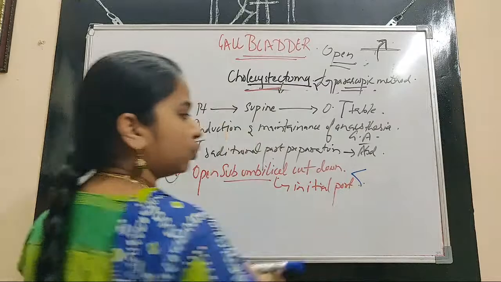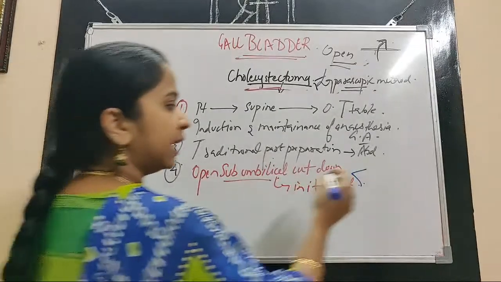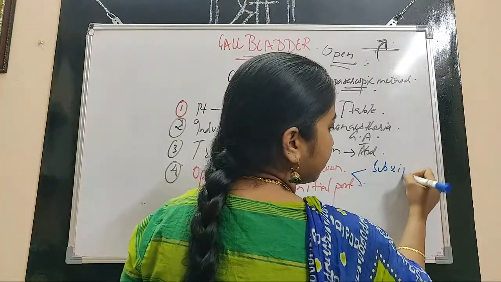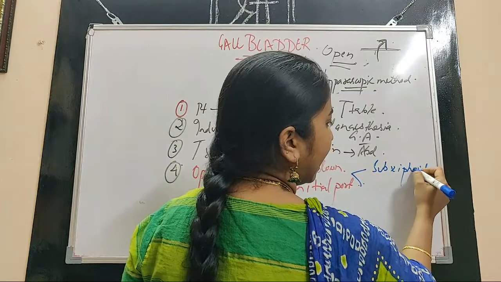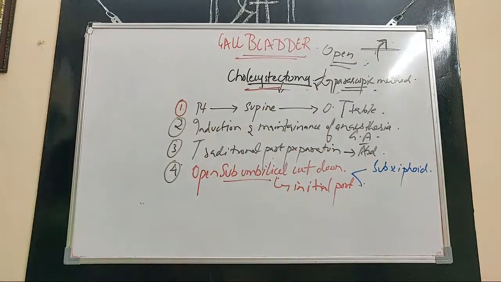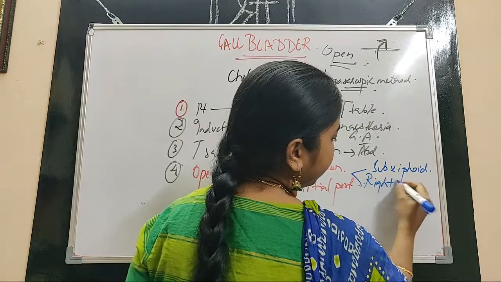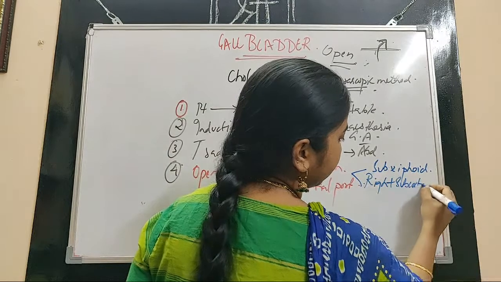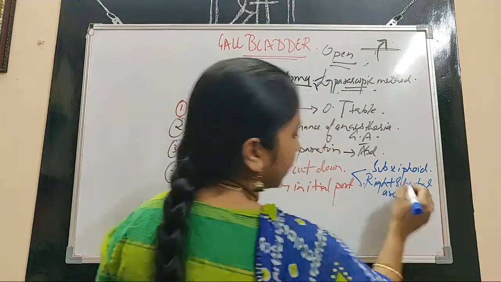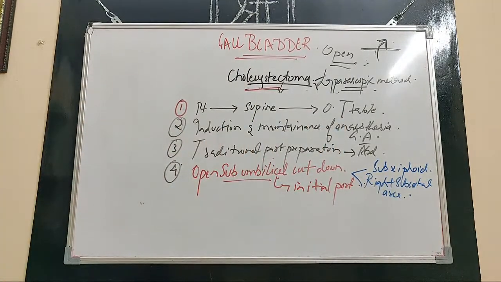Now we have to do our secondary ports. So usually it is done at the subxiphoid. The other one is done at the right subcostal area. Okay, so now we have our ports or the sleeves that is done. Now after this is our next step.